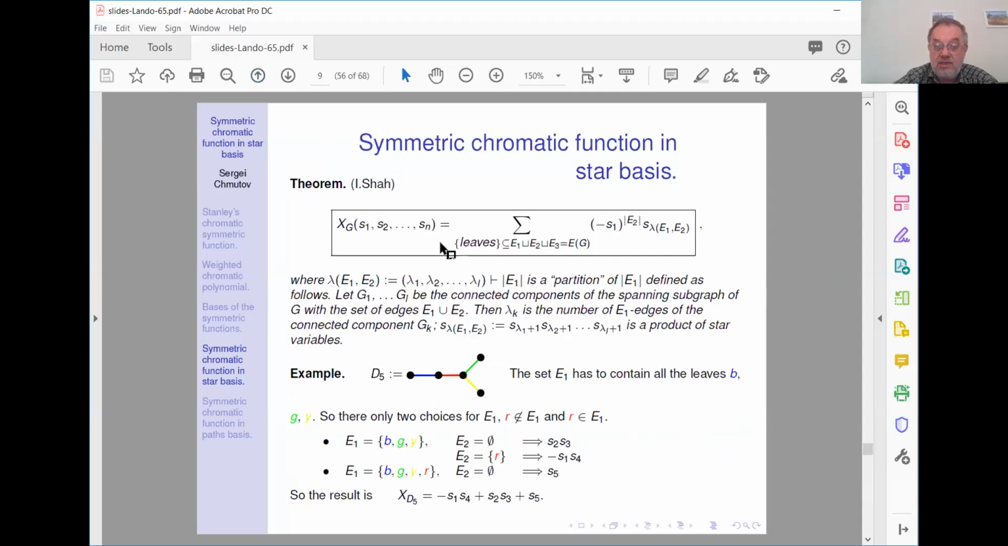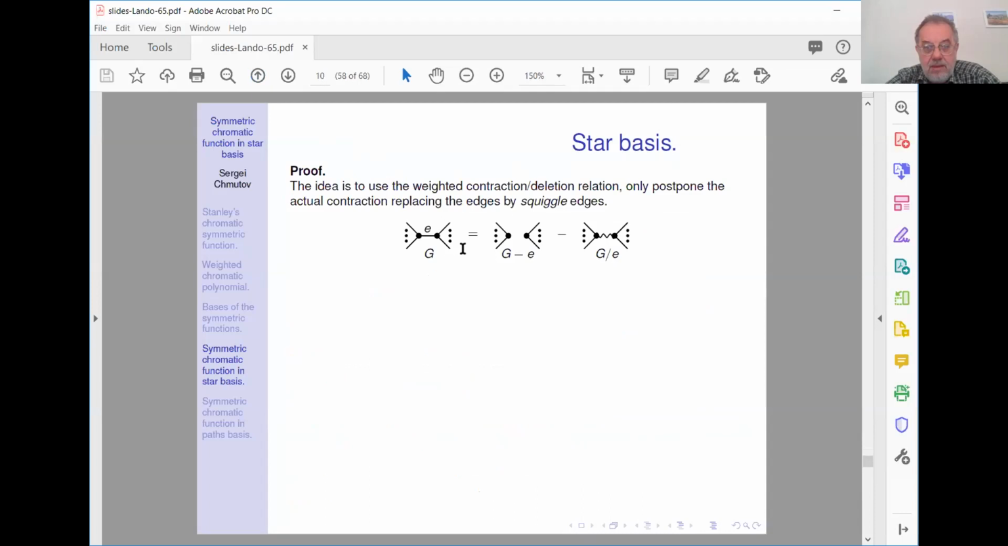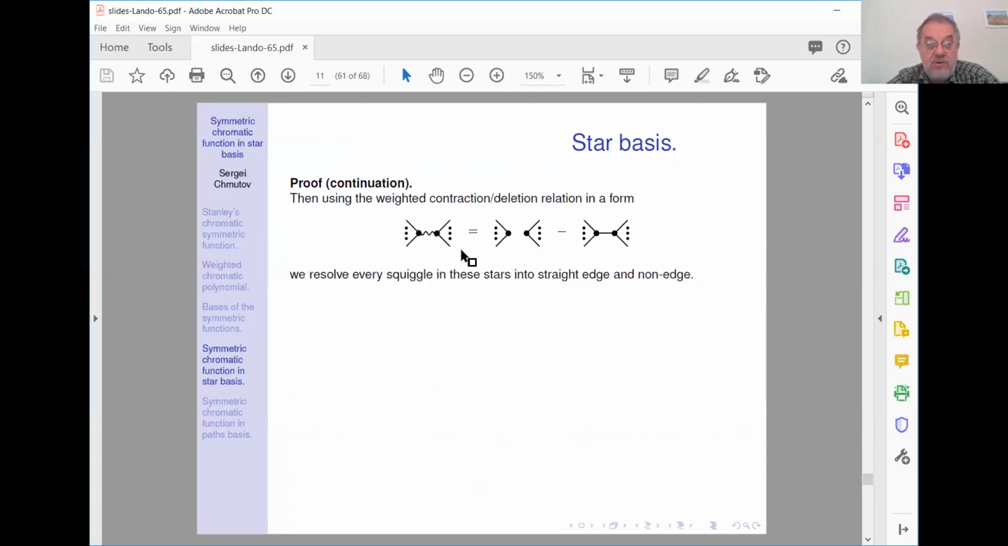Otherwise, for other choices of E1 which do not contain them, where there are leaf edges outside of E1, they will be canceled out in that formula. The formula will still be true, but it will have more terms. So it is basically a more economical way to state this formula. Okay, and that is the end of the proof.